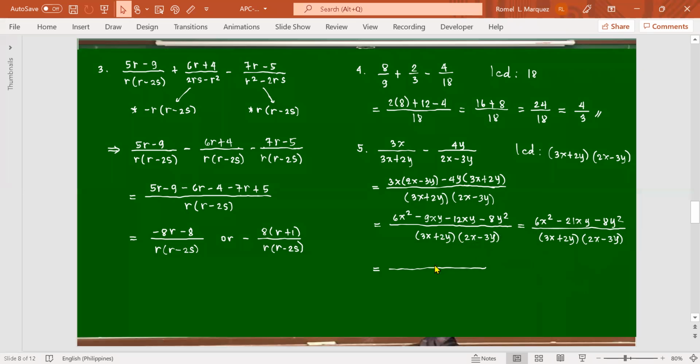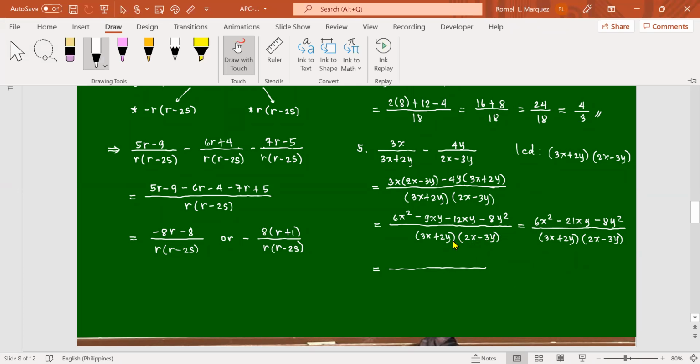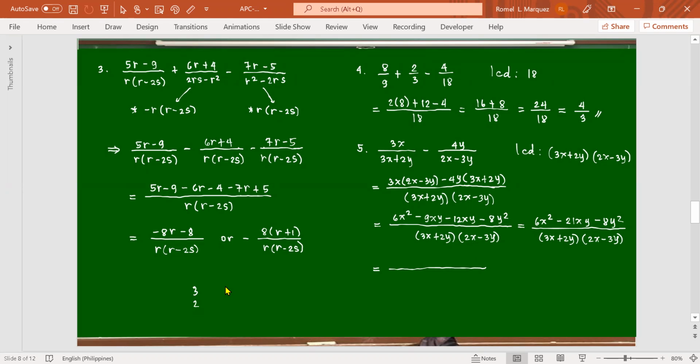Get it, guys? What is the factored form of the numerator? Is it factorable, guys? Yes po. What's the factored form? So will it have, let's say 3, 2, and then 8 is 4, 2, no? There is a common factor here, so it cannot be 4, 2. So this is 2, 4. Even though you can factor it, it will not give you 3x plus 2y, I think, 2x minus 3y. No, guys?